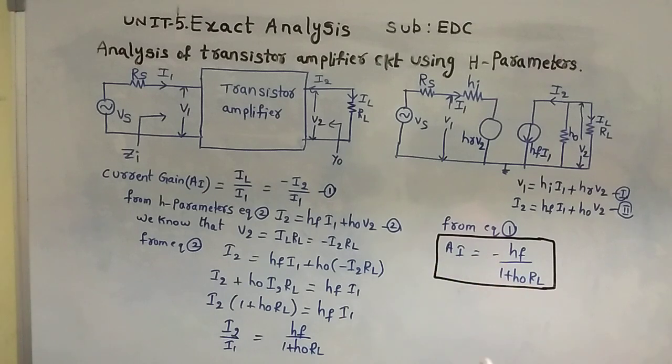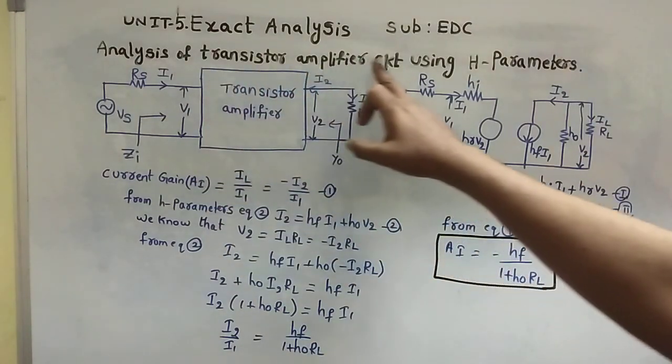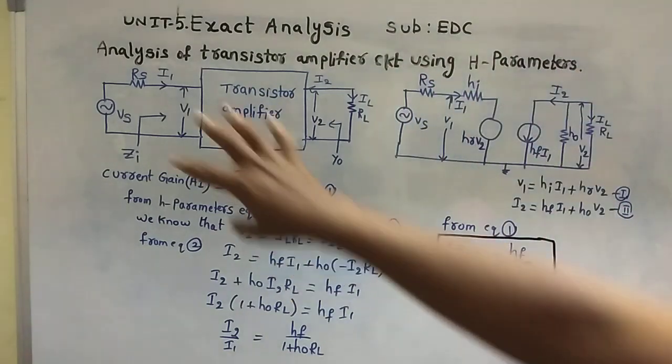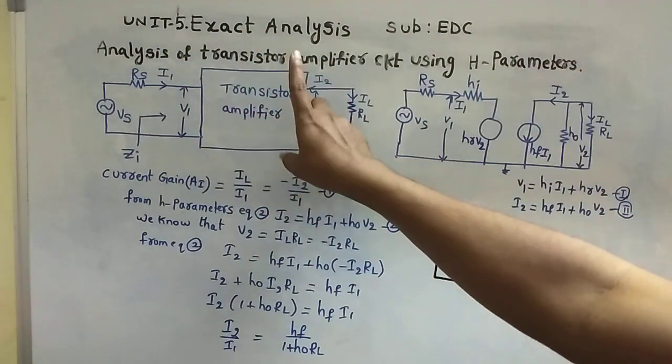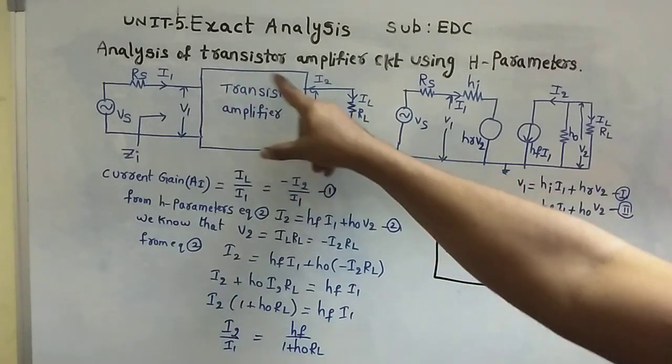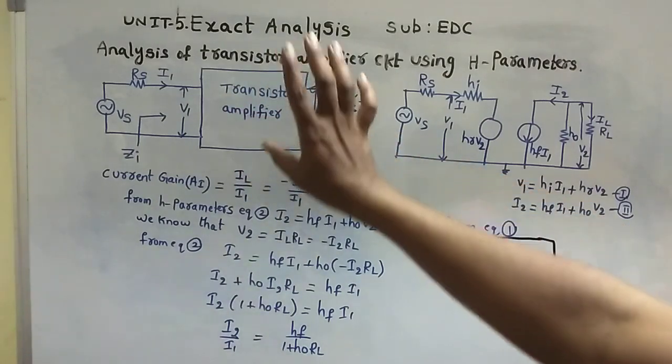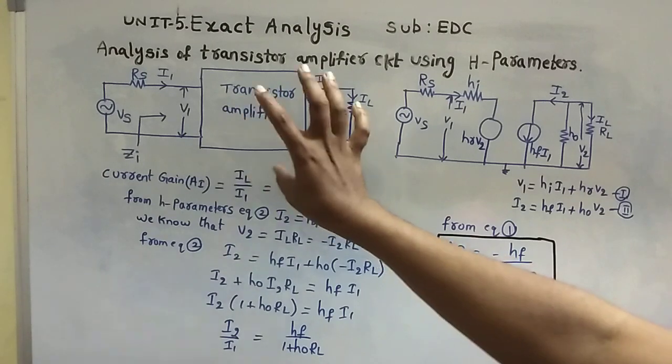So I am explaining a common model for all the configurations here, the analysis of transistor amplifier circuit using H parameters. This is the common circuit. It may be any configuration; in place of the transistor amplifier it may be common emitter, common base or common collector. This is the basic circuit.